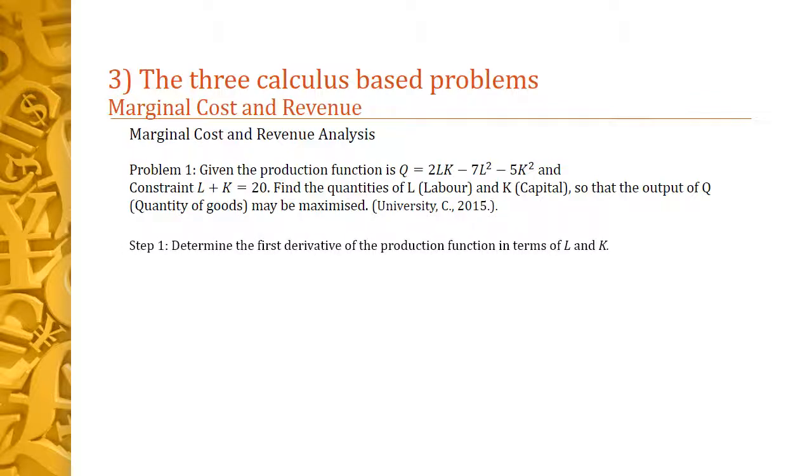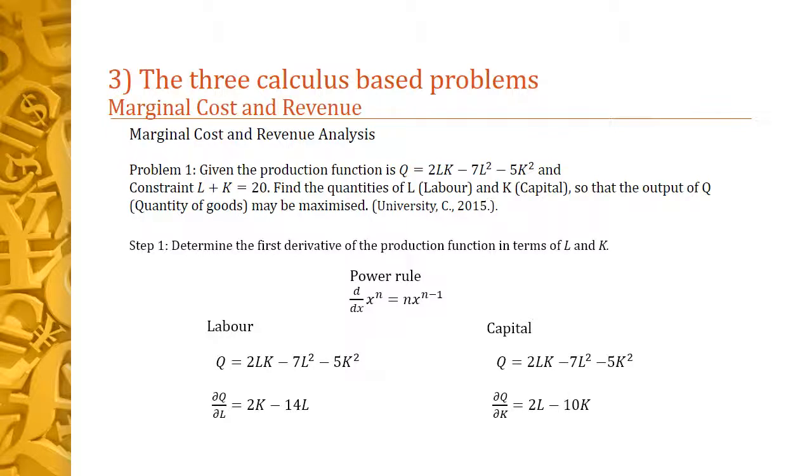So firstly, we must determine the first derivative of the production function in terms of L and K, which are the variables that we spoke about. For this section, we must remember our differentiation power rule, which is, when we have an exponential function, we multiply the number in front of the subject, x, in this case L and K, by the exponent, or the number that our subject is raised to, and take 1 away from the exponent afterwards. When we do so for our function Q, in terms of L, we get 2K minus 14L, and in terms of the capital function, we get 2L minus 10K.